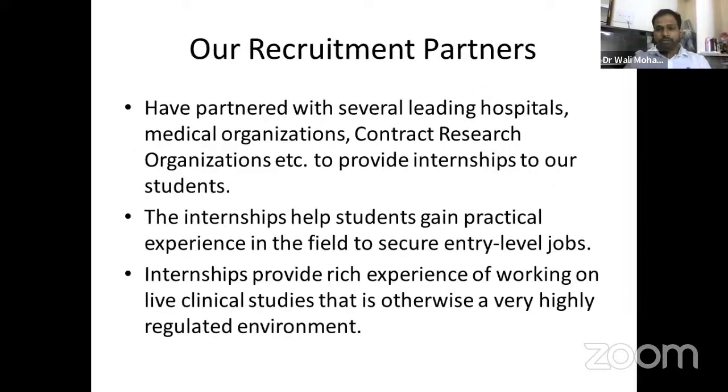There are definitely a lot of recruitment partners also. As you have seen in the course syllabus, we have designed it in such a way that it covers almost everything in the clinical research field. Once you get the qualified certificate, we will definitely try to put you in touch with different companies. We have a lot of good contacts.